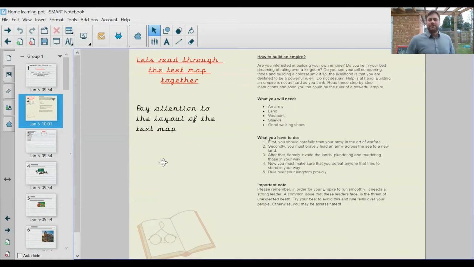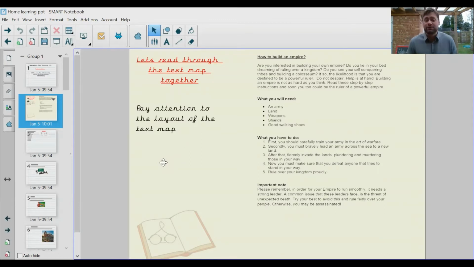Are you interested in building your own empire? Do you lie in your bed dreaming of ruling over a kingdom? Do you see yourself conquering tribes and building a colosseum? If so, the likelihood is that you are destined to be a powerful ruler. Do not despair, help is at hand.